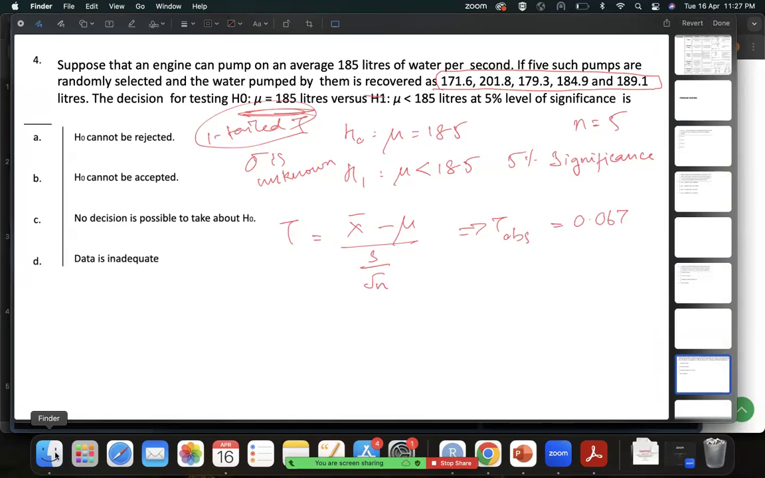So yeah, we need to calculate your T critical. It's less than, so it's a left-sided test. How do you calculate T critical? You have to use the T distribution for this. This is alpha, this is 1 minus alpha. So 1 minus alpha comma n minus 1 degrees of freedom.